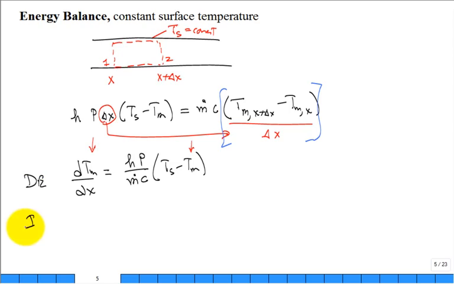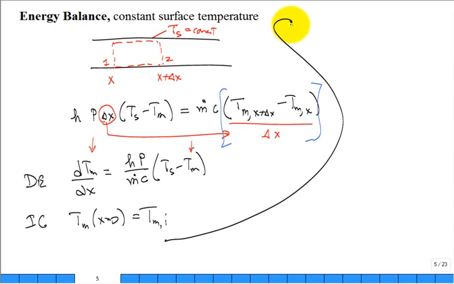What would be a good initial condition? Tm at x equal to 0 is equal to something, like the temperature coming in. What does it come in at? Okay, now, can you solve this one?